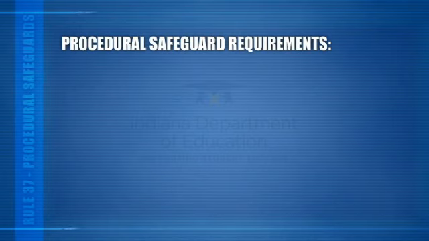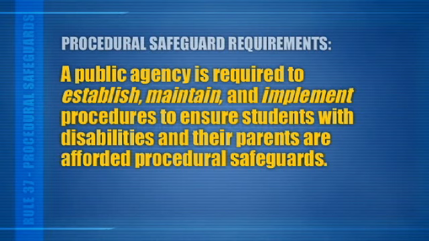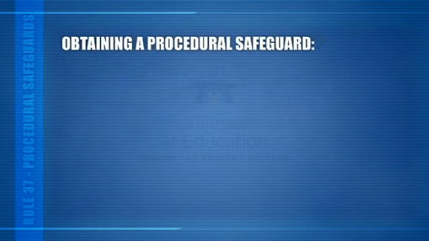Procedural Safeguard Requirements. A public agency is required to establish, maintain, and implement procedures to ensure that students with disabilities and their parents are afforded procedural safeguards with respect to a free, appropriate public education by the agency. Procedural safeguards outline student and parent rights for the special education process. Procedural safeguards are built into Article 7.